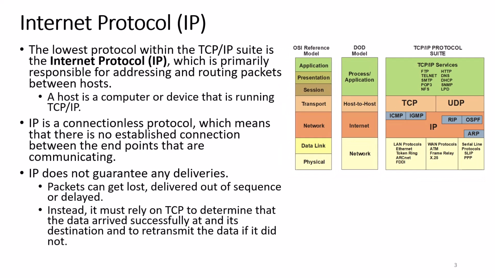The lowest protocol within the TCP/IP suite is the Internet Protocol, which is primarily responsible for addressing and routing packets between hosts. A host is a computer or device that is running TCP/IP. IP is a connectionless protocol, which means that there's no established connection between the endpoints that are communicating. IP does not guarantee any delivery, including packets getting lost or packets delivered out of sequence or delayed. Instead, it must rely on TCP to determine that the data arrived successfully at its destination and to retransmit the data if it did not.